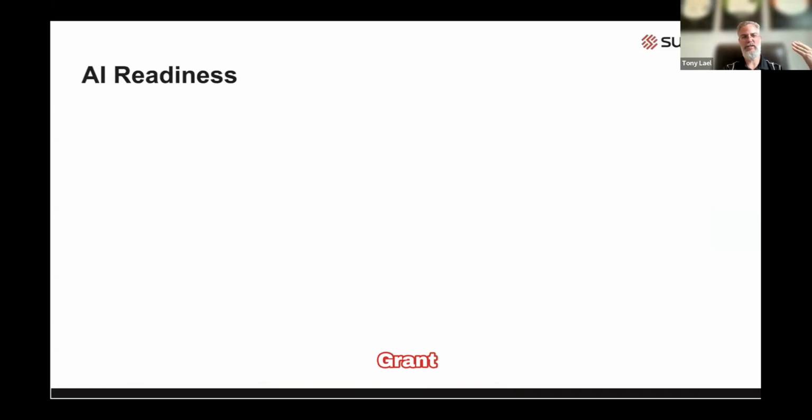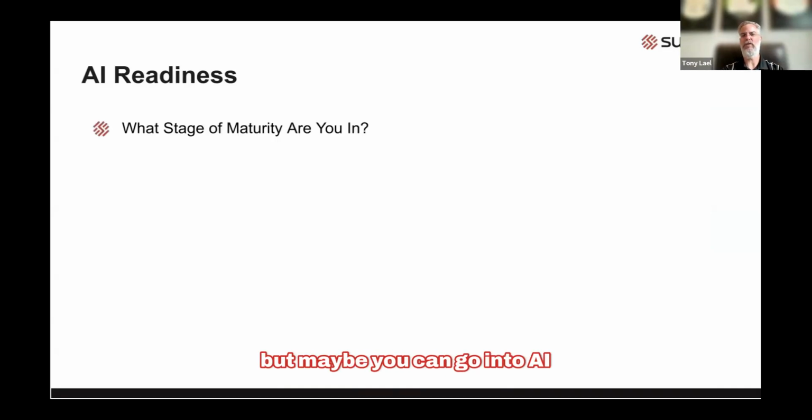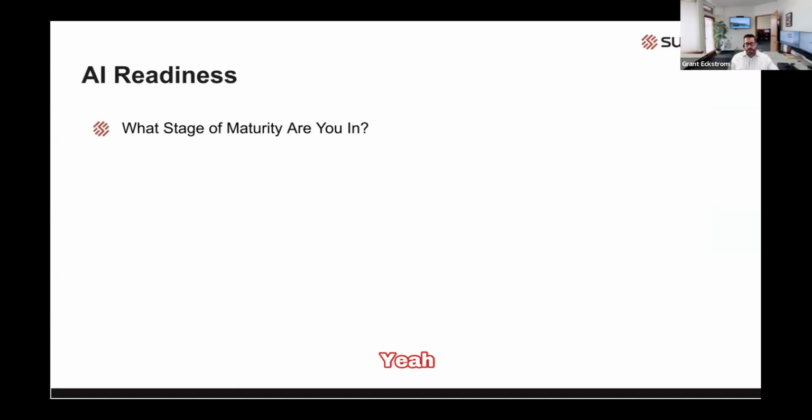So Grant, let's talk about what you think it means to have your business be ready. We talked a little bit about maturity, but maybe you can go into AI readiness. What is that? How do you look at it from a business standpoint? Yeah. So going back to it, you have to start somewhere, right? Understanding where you sit in that maturity level is a good start. Like, have you ever played with AI before? Chances are you have, and you maybe didn't know.